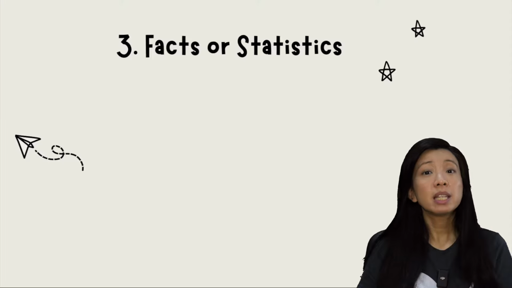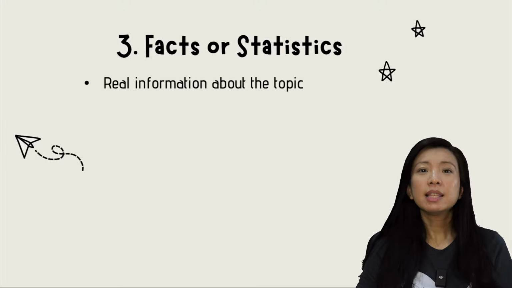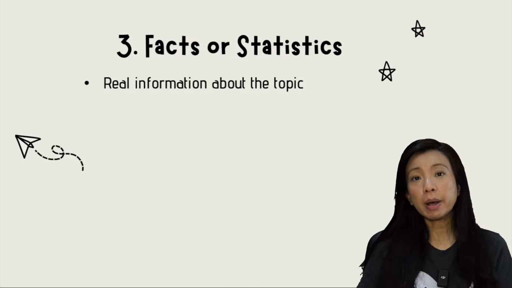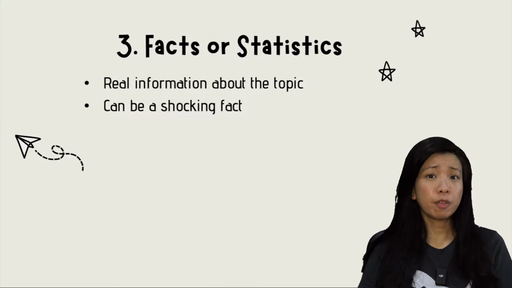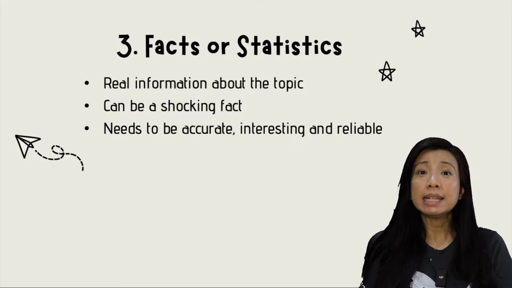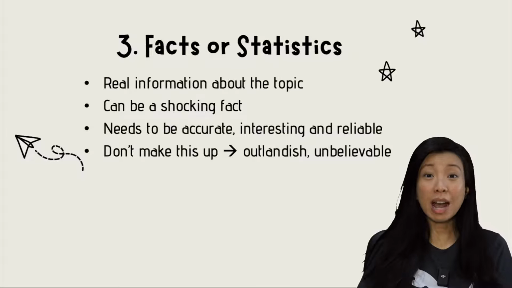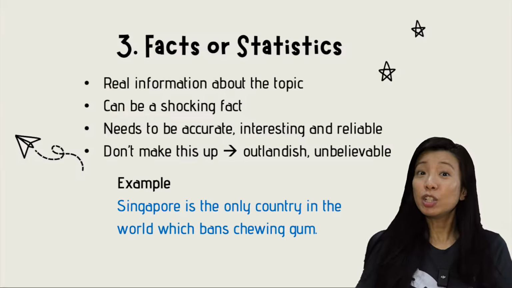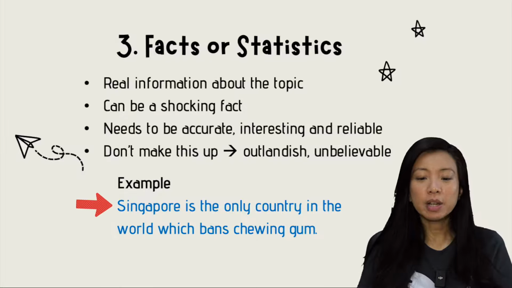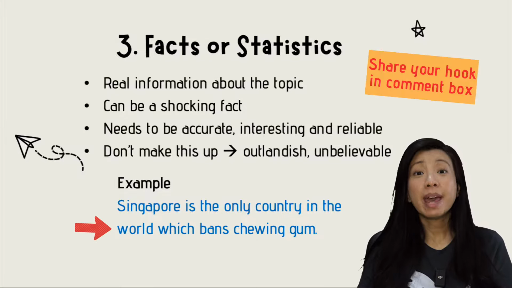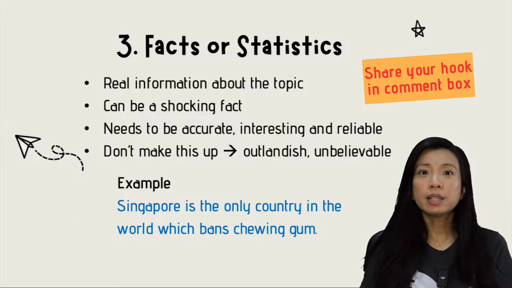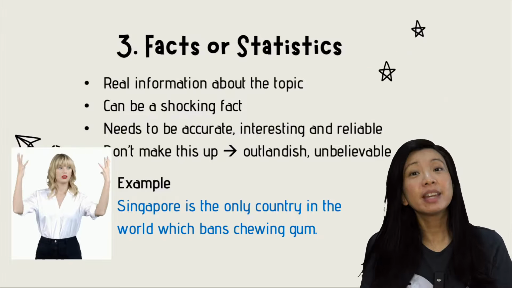The next type of hook is facts or statistics. This is where we give real information about the topic. It could even be a shocking fact. However, whatever fact or statistic that you use needs to be accurate, interesting, and reliable. And I don't recommend that you make this up because you don't want to have outlandish or unbelievable facts. Take a look at this example. Singapore is the only country in the world which bans chewing gum. So this is a pretty accurate yet interesting fact.